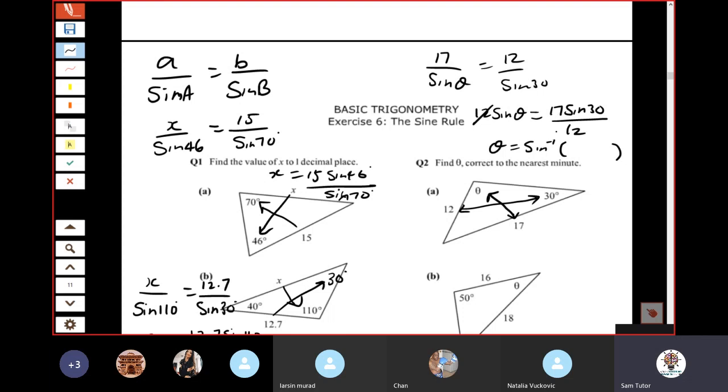Divide by 12. You're solving for theta, so what must you do to get rid of sine? You're going to shift sine, or inverse sine, the answer. And you don't do your all stations to central because you only want your first answer. You don't want the whole thing. The second answer is for the obtuse triangle. Any questions?